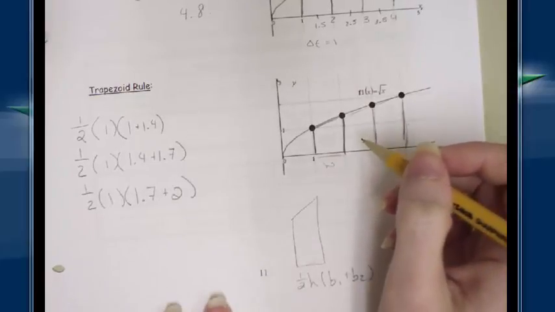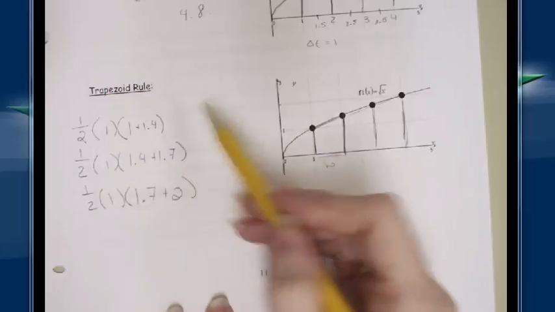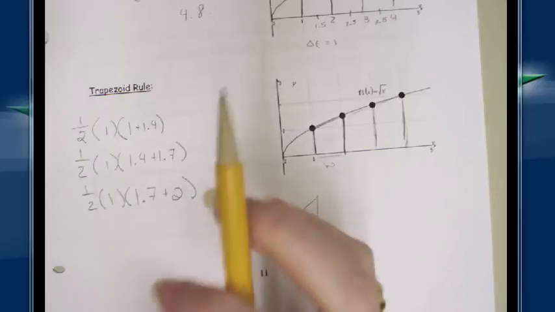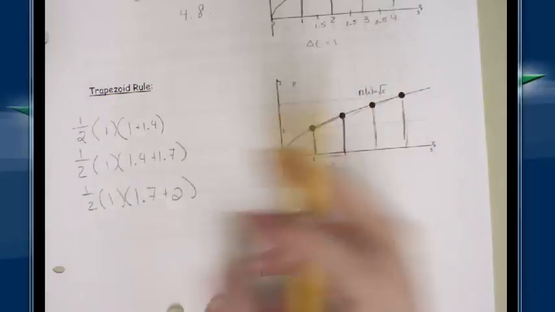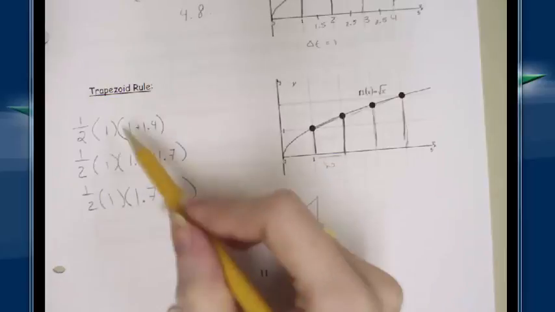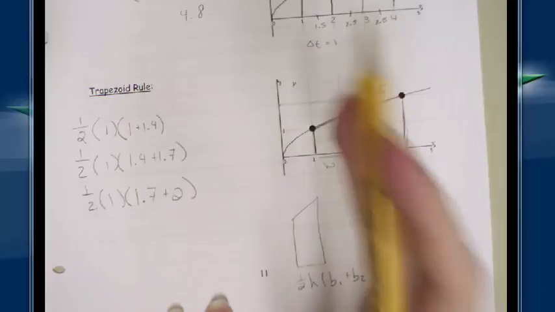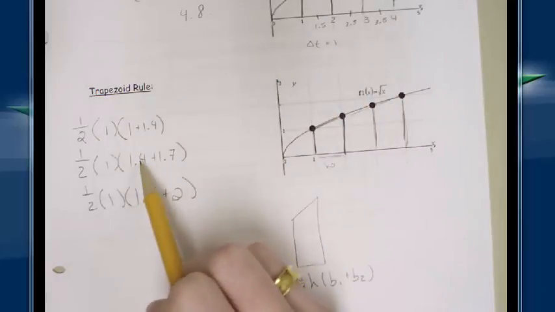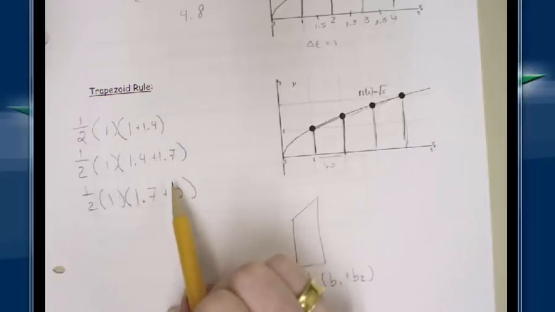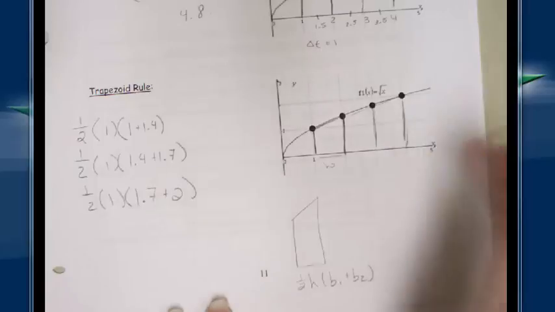What you might also notice is that I used the 1.4 twice and I used the 1.7 twice. Ways you can look at that. You can say 1/2 times and then do 2 times all of the middle terms and the endpoints. You can also notice this was the left-hand sum. This was the right-hand sum. So you can do those 2 sums and average them.